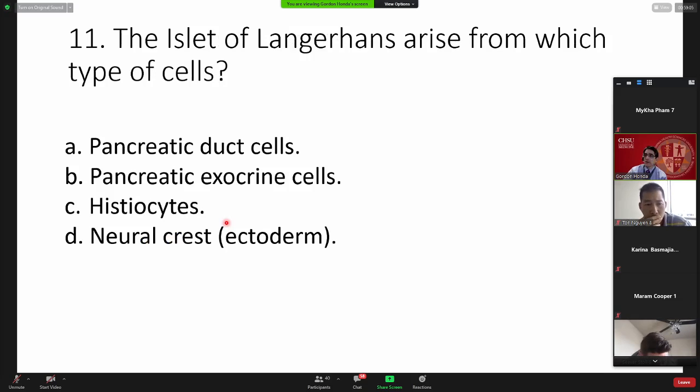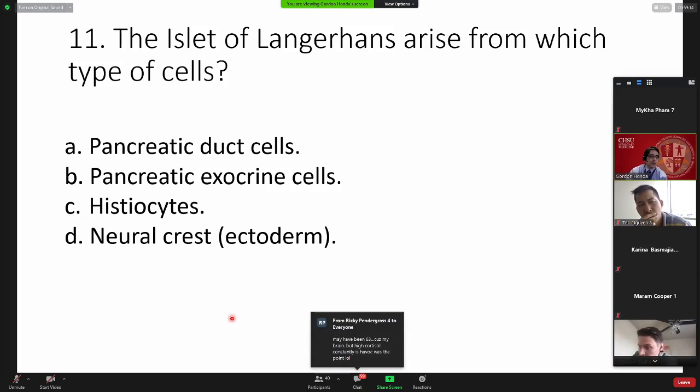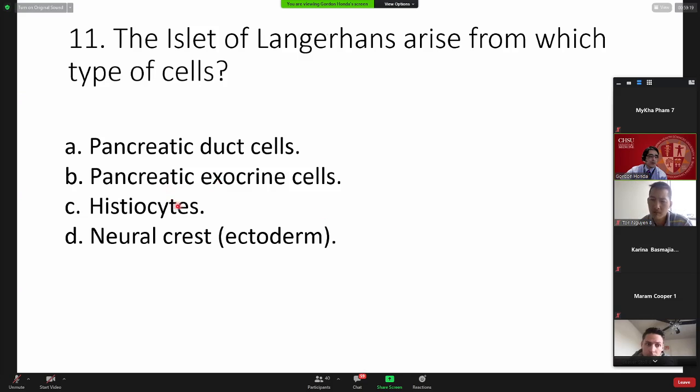11, this is kind of a tricky one. The islets of Langerhans arise from which type of cells? This is not the best question in the world, but is it a duct cell? Is it a pancreatic exocrine cell? Is it a histiocyte? Is it neurocrest?